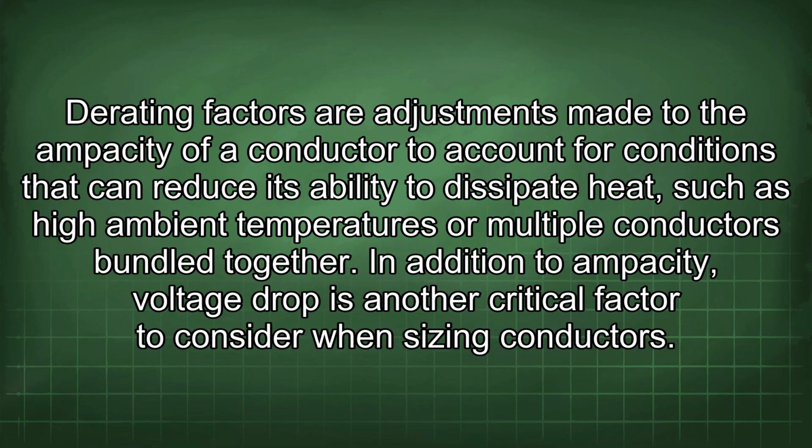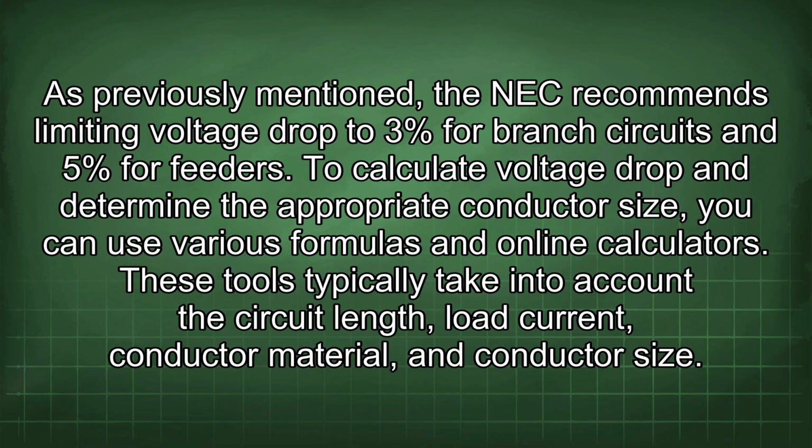In addition to ampacity, voltage drop is another critical factor to consider when sizing conductors. As previously mentioned, the NEC recommends limiting voltage drop to 3% for branch circuits and 5% for feeders. To calculate voltage drop and determine the appropriate conductor size, you can use various formulas and online calculators. These tools typically take into account the circuit length, load current, conductor material, and conductor size.